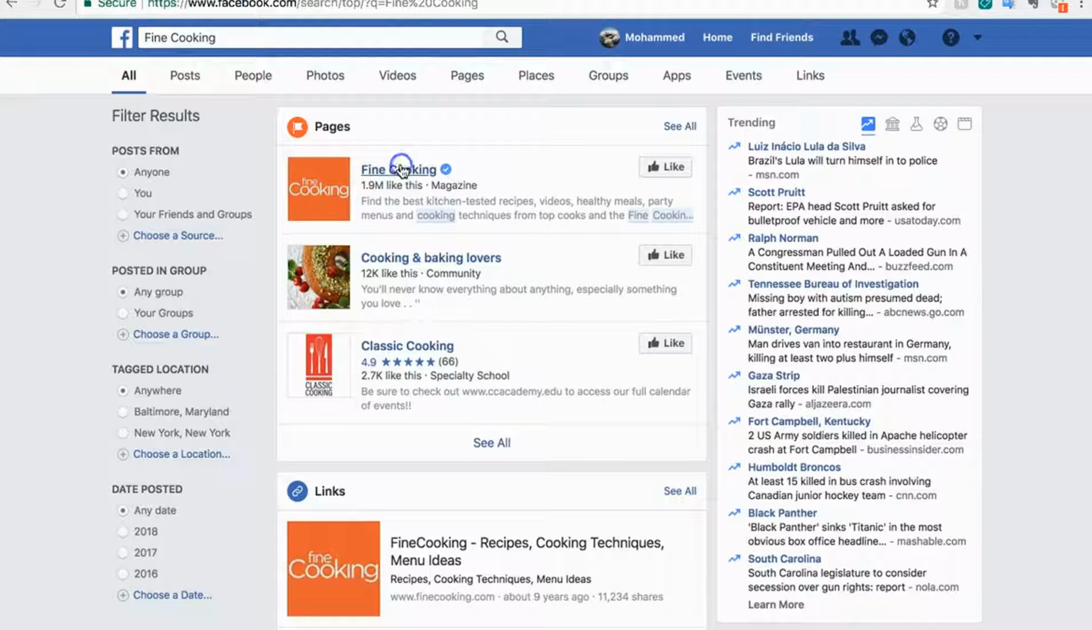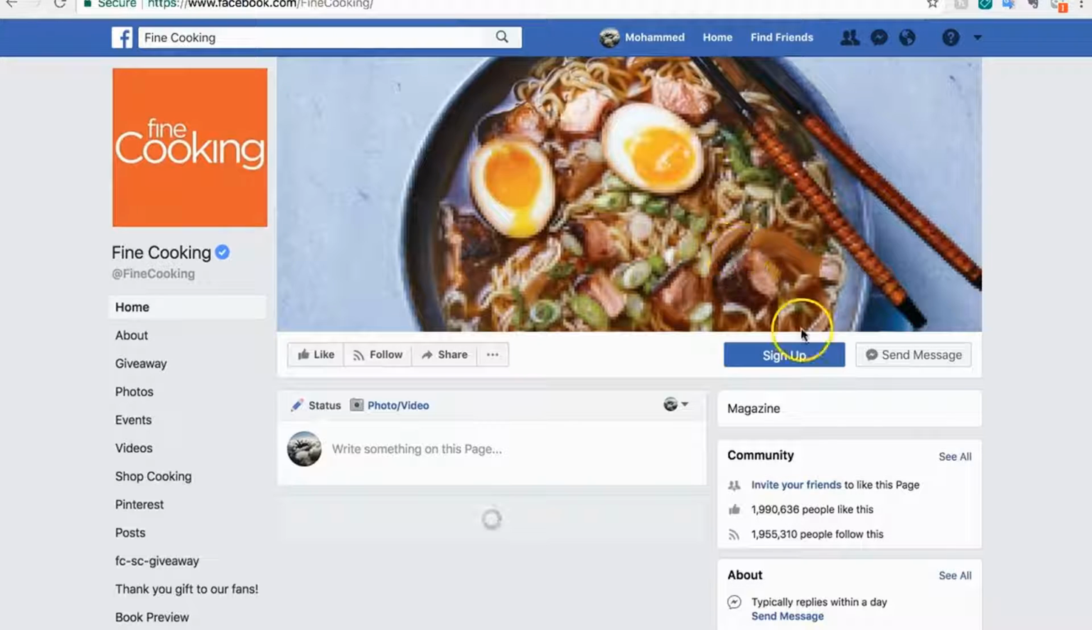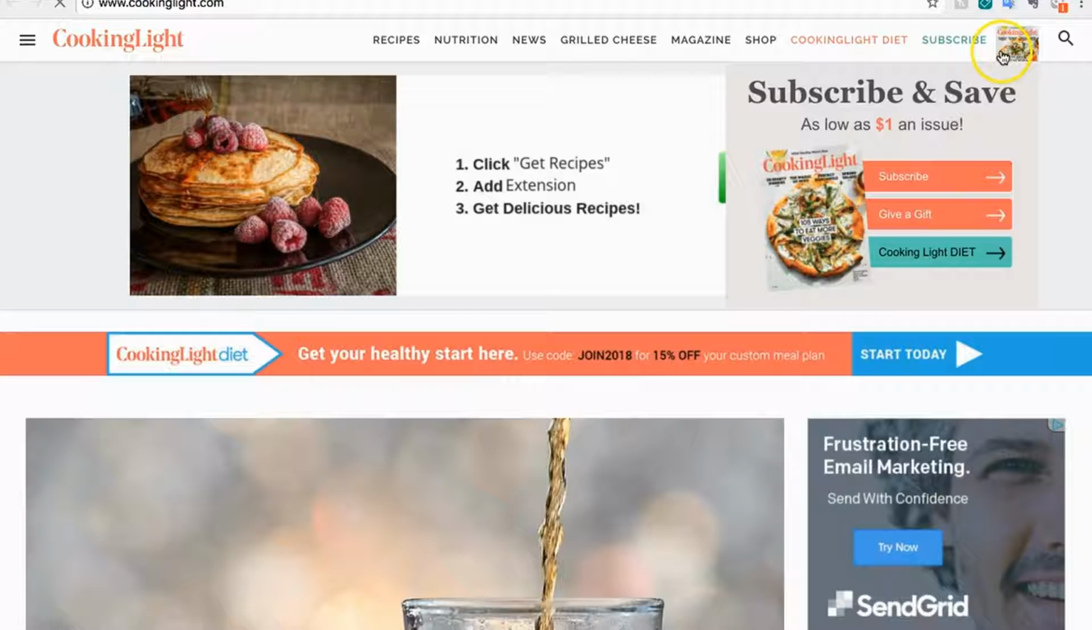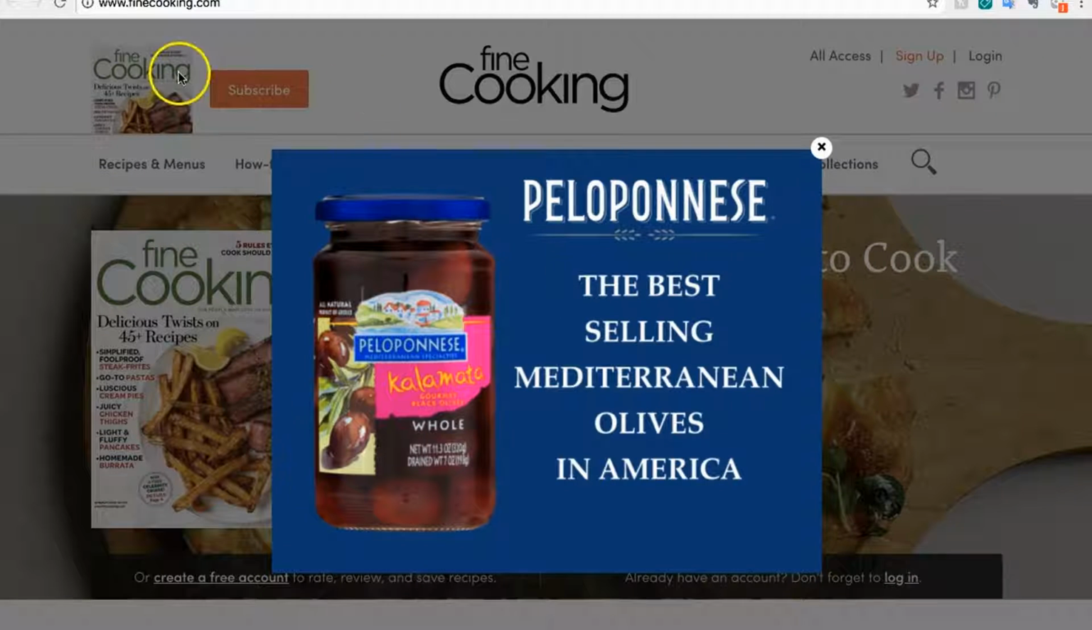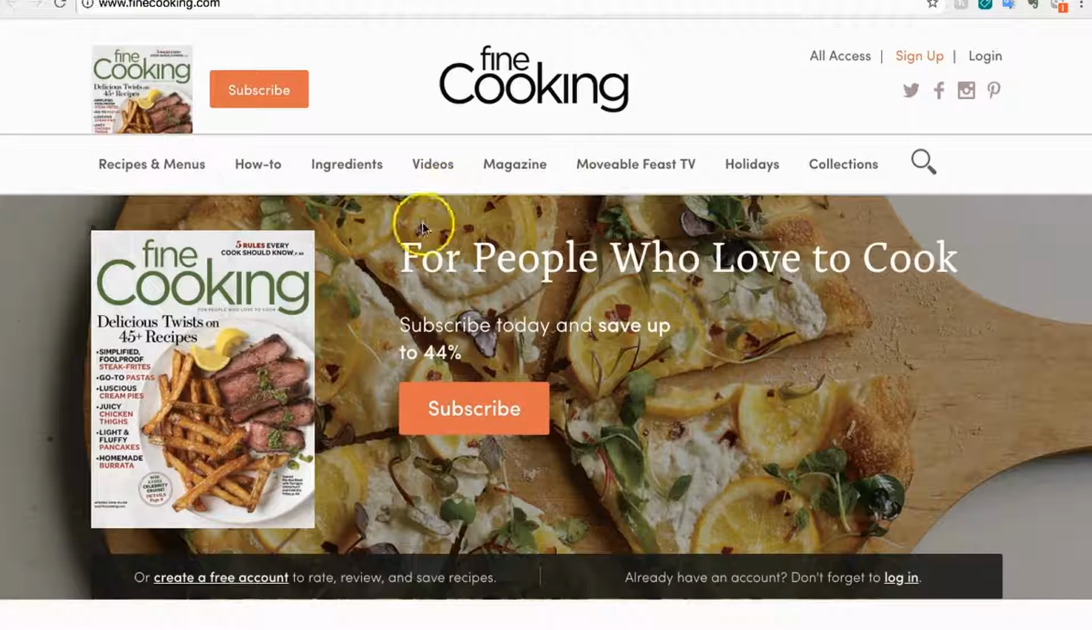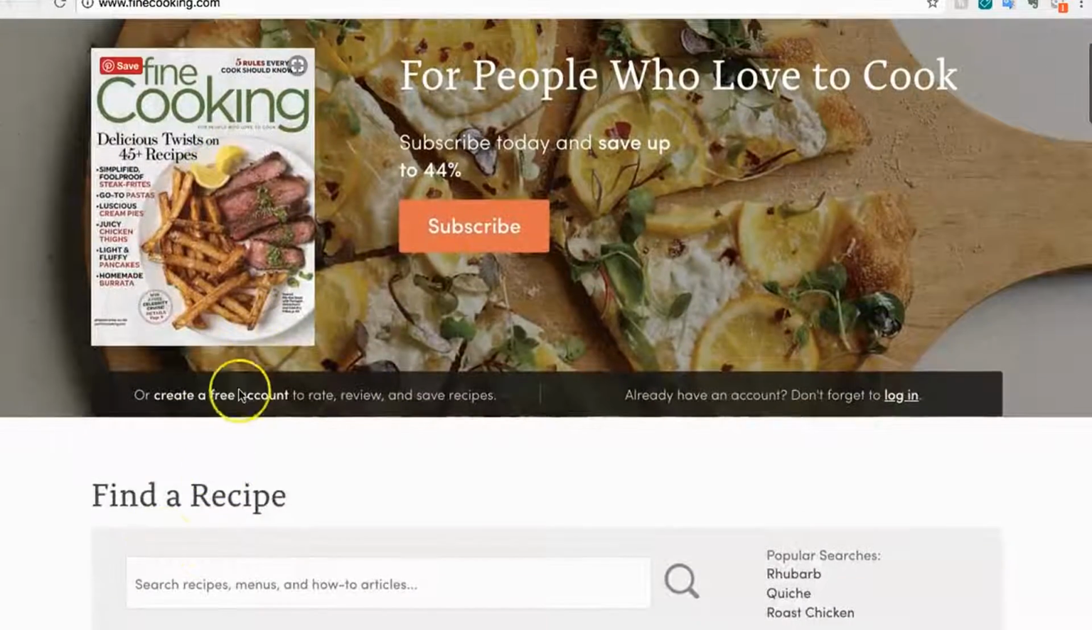Fine Cooking, as far as I'm concerned, is a magazine company, and the way I figure that out is to check if they have a magazine. Cooking Light, see, is right here. It says, you know, subscribe and save. This is a magazine. Fine Cooking, I want to figure out if they have a magazine, and for sure they do. Fine Cooking right here, they have a magazine right here, as you can see.